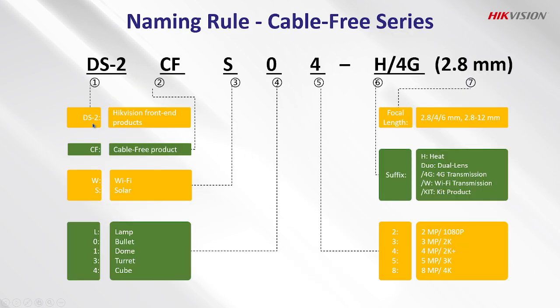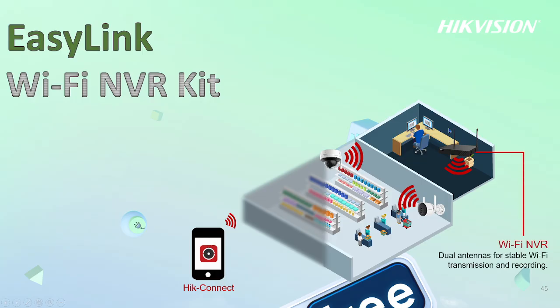And how we name this, the first thing, HIKVISION front end standing actually represented by DS2. Then we have CF for cable-free product, W and S for Wi-Fi and solar. So we have two options there. Then you have the type, the appearance, lamp, bullet, dome, turret, cube. Then now we have the resolution up to 4K, 2MP, 3MP, 4MP like that. Then you have the suffix, heat, 4G transmission. Then the final part, focal length is 2.8, 4, and 6 millimeters.